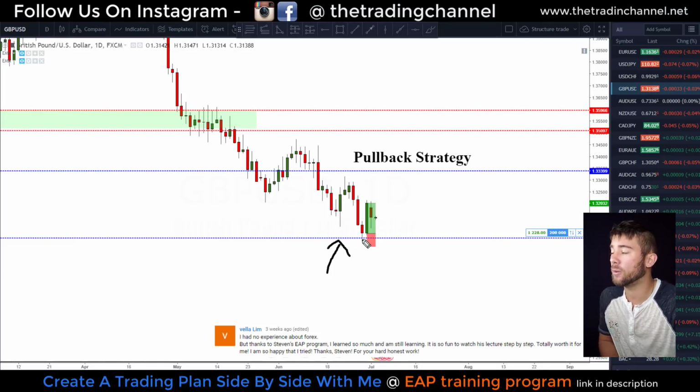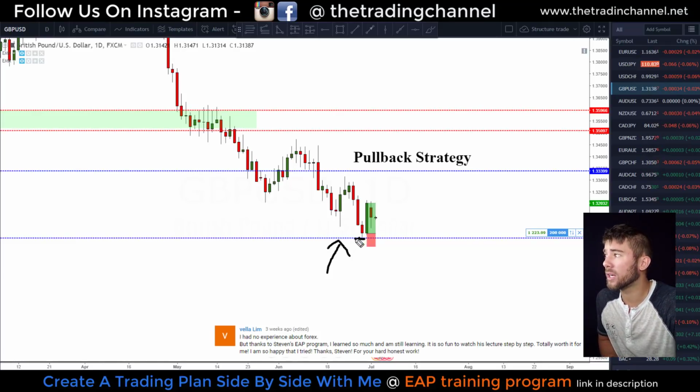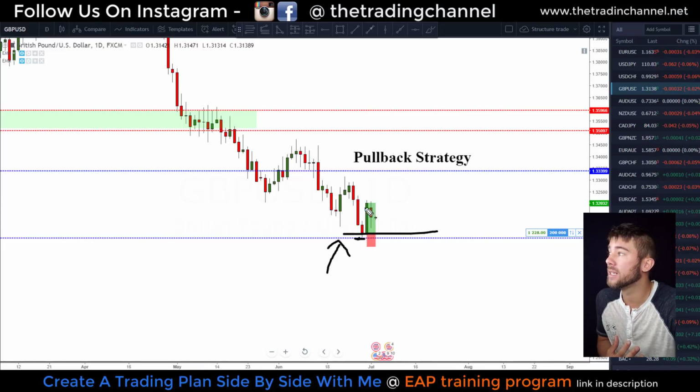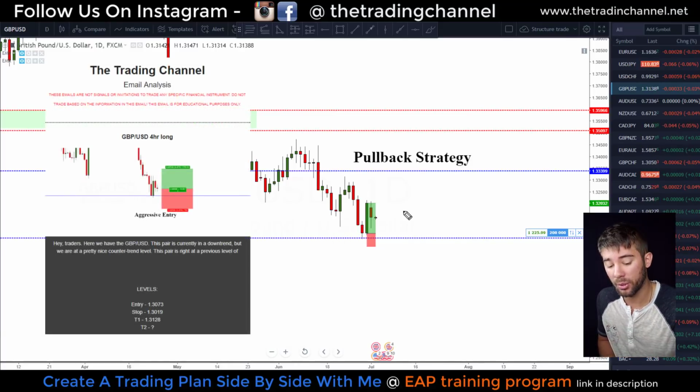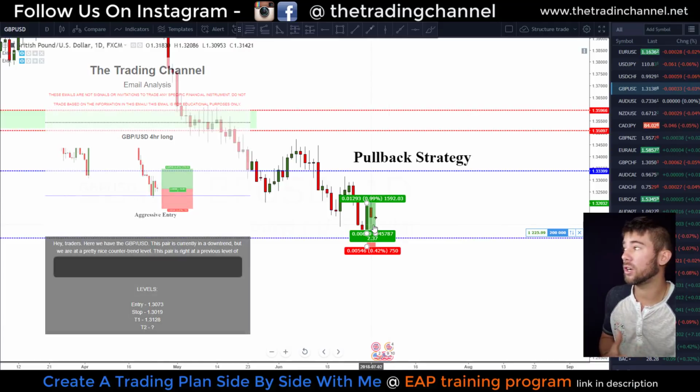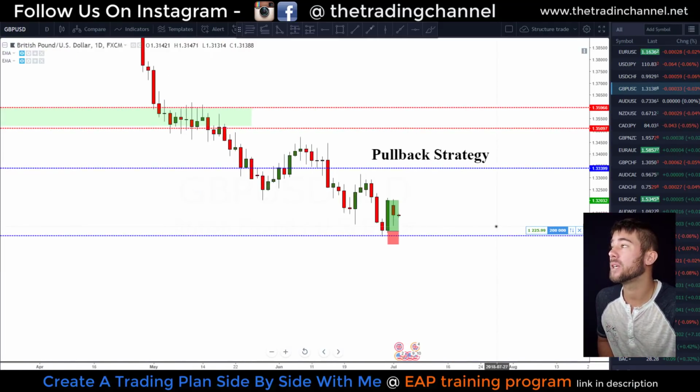After pointing this level out, we noticed that the market came down into this level. We went on a smaller time frame, waited for an entry reason, and this market ended up pushing up. I'll put a screenshot of this trade somewhere on the screen. This market ended up pushing up for a pretty decent profit of a little over 120 pips. So pretty nice trade here.